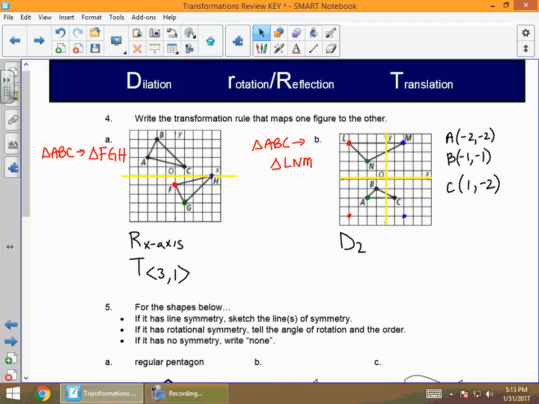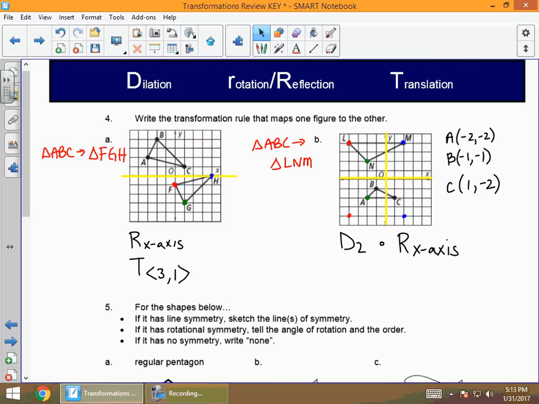So as I look at my top triangle, it goes red, green, blue from left to right. My bottom one goes red, green, blue. So that means I'm not going to be rotating. That is just going to be a reflection. So I'm going to reflect this thing over the x-axis. That's going to be my second step. So reflect over the x-axis.